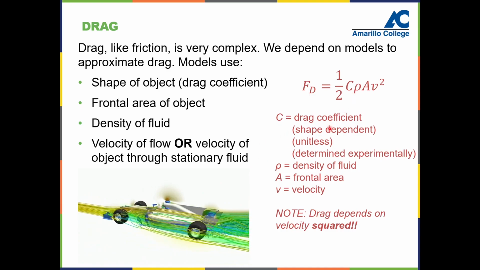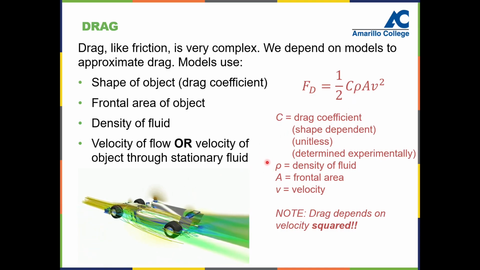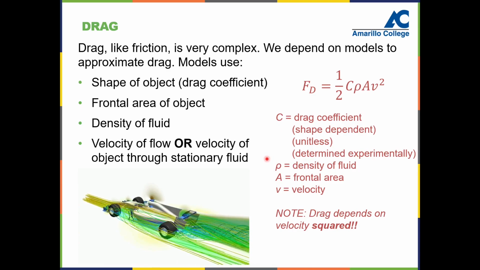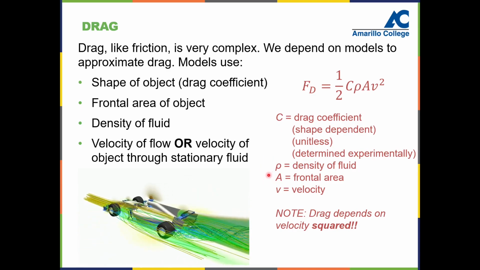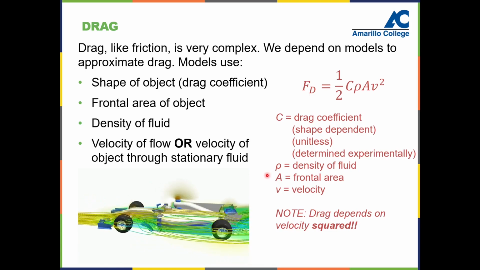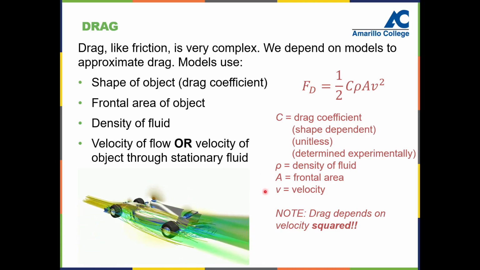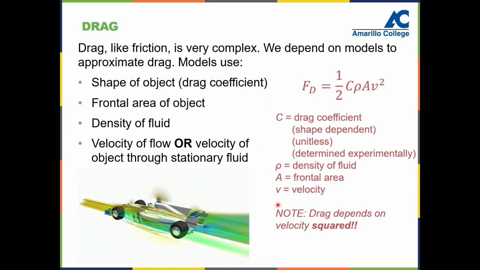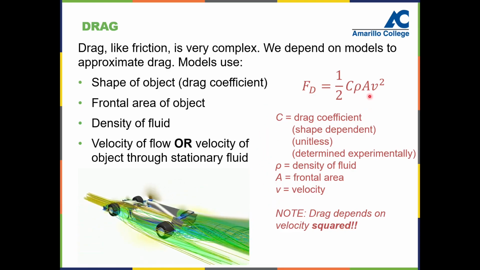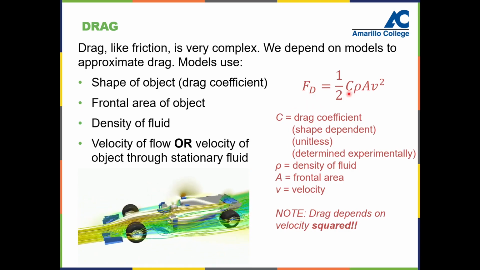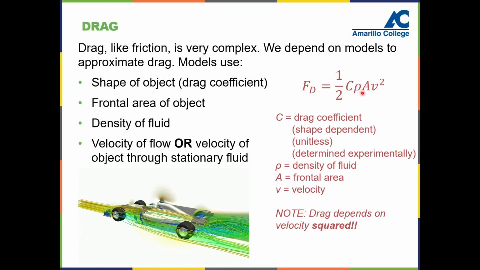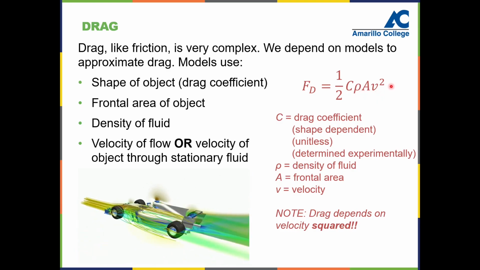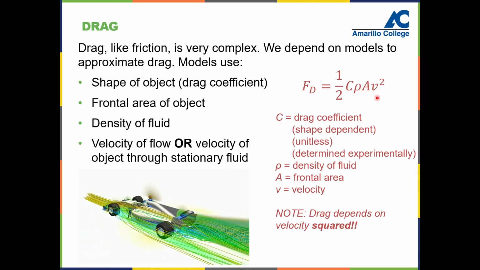Okay, and the next one is rho. Rho is going to be the density of the fluid that we're moving through, or that is moving with respect to the solid body. A is going to be the frontal area of the body, and then v is going to be the velocity. We're going to talk about all of these in a lot more detail in a second, but I want you to know a couple of things. The force is directly related to the drag coefficient, the density, and the frontal area, but it is proportional to the velocity squared.